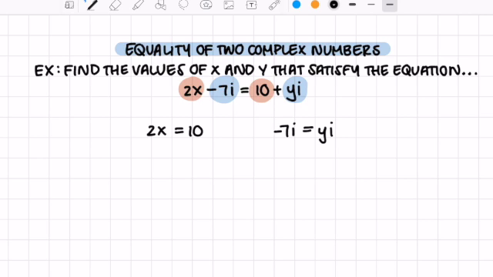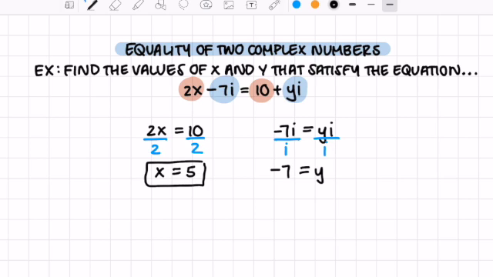From here, I can solve for my value of x and my value for y. Right here, I could divide by 2 on both sides. If I do that, I get x is equal to 5. On the other side, I could divide by i on both sides because that would give me my y value. If I do that, I get left with -7 equaling y. And so that would be my final answers. I found out what my x is and what my y is.